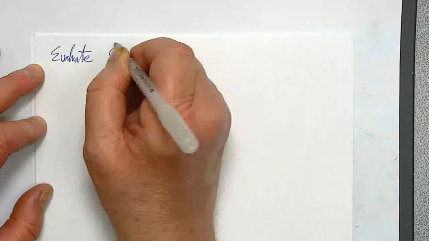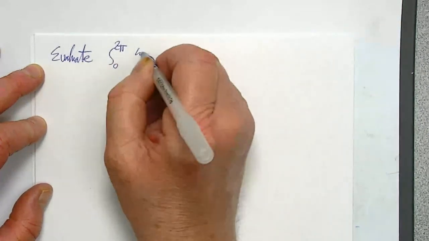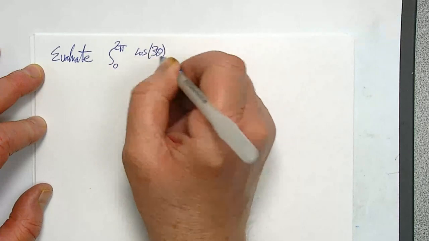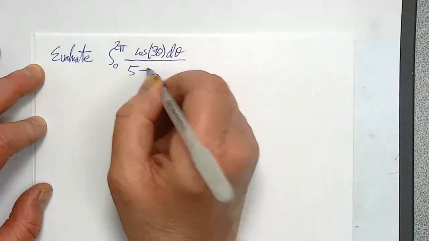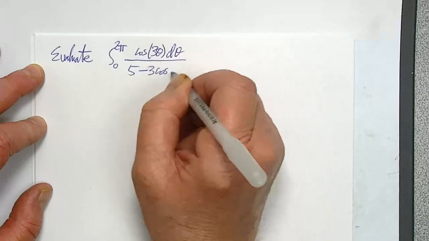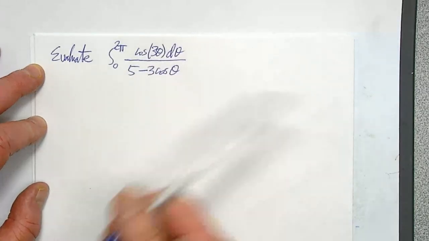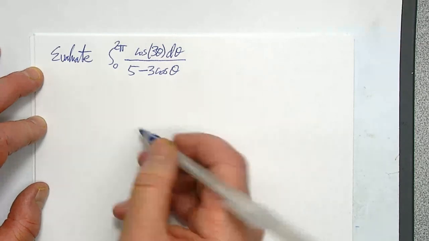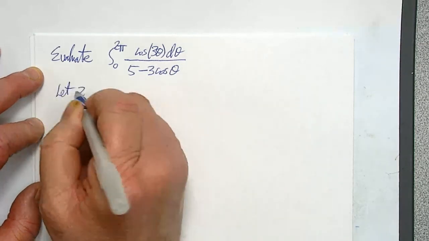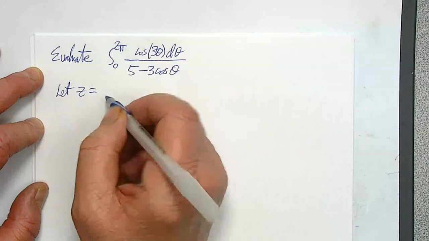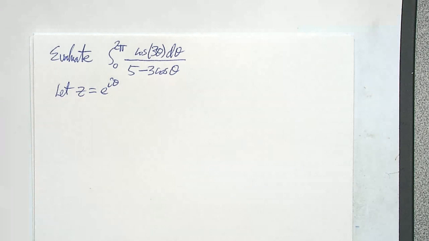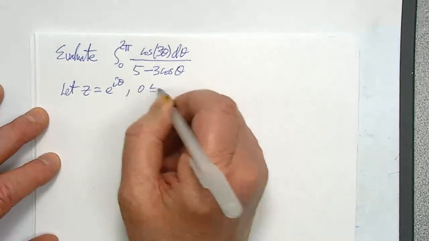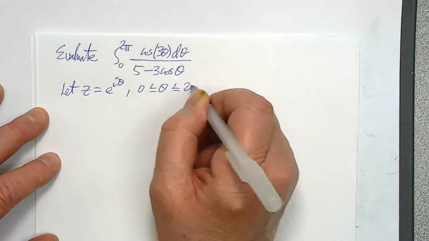All right, so let's evaluate this integral. This will go from 0 to 2 pi of cosine of 3 theta d theta over 5 minus 3 times cosine theta. Okay, so let's let z be equal to e to the i theta, and once again theta ranges from 0 to 2 pi.